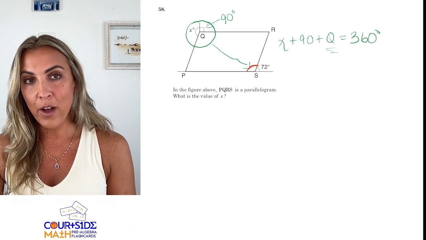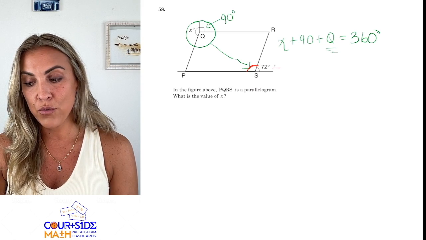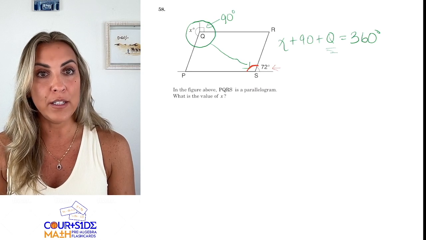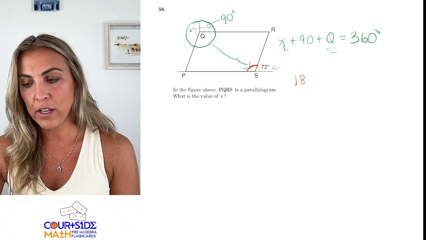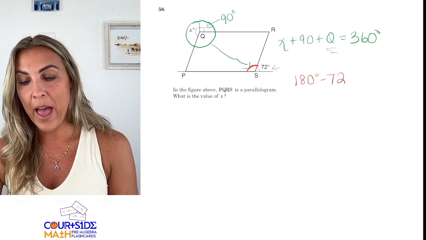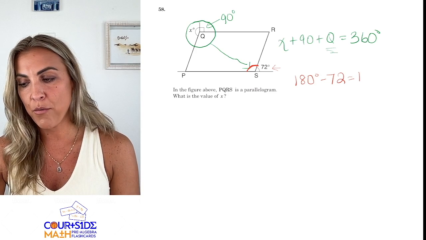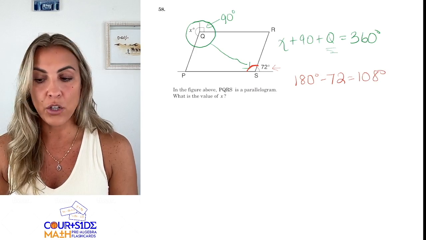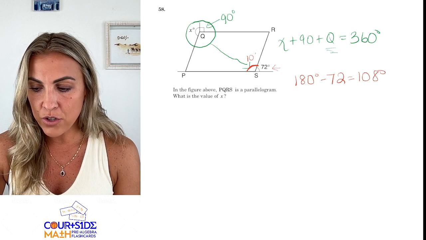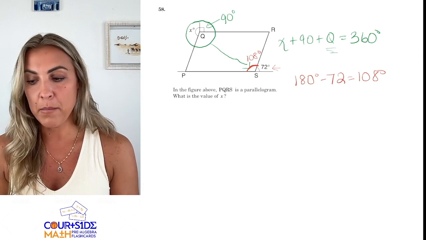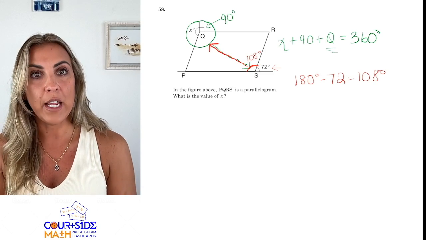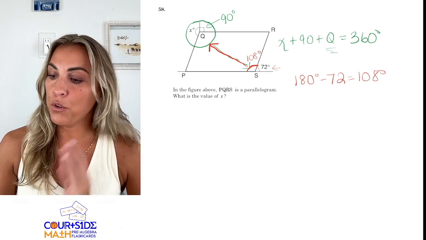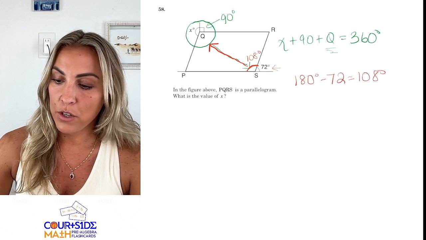Now if you look around, you notice that this 72 degree angle is supplementary to the red angle. Together they make a line, and a line is 180 degrees. So I know that if I do 180 degrees minus 72, that will give me the measure of the red angle. So that red angle is 108 degrees. If this guy is 108 degrees, like we talked about just a minute ago, that means that angle Q is also 108 degrees.